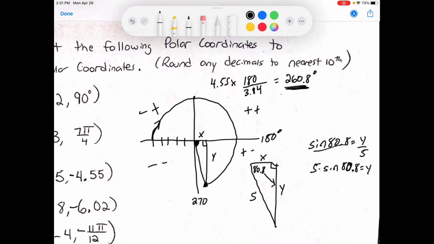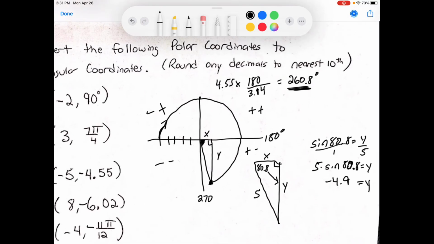We're just cross multiplying here. And then remember, y is going to be negative. So I'll do 5 times sine 80.8. So I'm going to get 4.9. So that's y is negative 4.9. That's the y part of my coordinate.